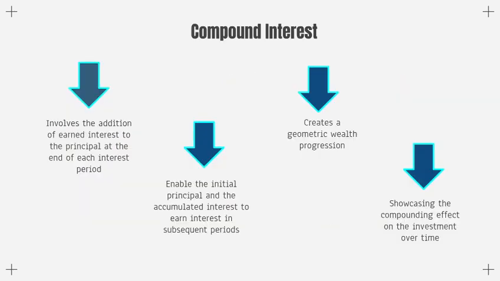What is compound interest? Compound interest involves the addition of earned interest to the principal at the end of each interest period, enabling both the initial principal and the accumulated interest to earn interest in subsequent periods. This creates a geometric wealth progression, showcasing the compounding effect on the investment over time.